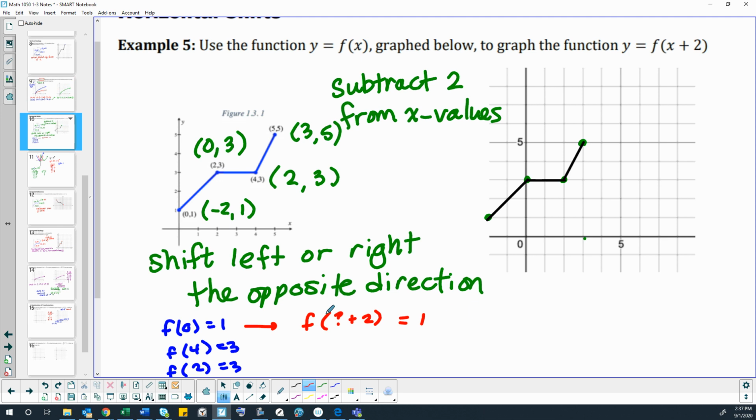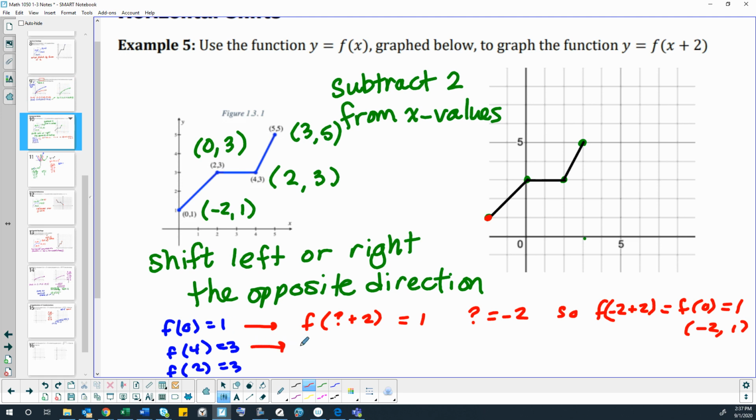And so what number would we plug in here to make this value 0? Well, the answer to that would be negative 2, right? So f of negative 2 plus 2 would be f of 0, which is 1. Based on the definition, this graph tells us f of 0 is 1. So in order for that to be true, when we add 2 in there, we need to change that x value to a negative 2. So that gives us a point at x equals negative 2, y equals 1. So that's that first point right here.